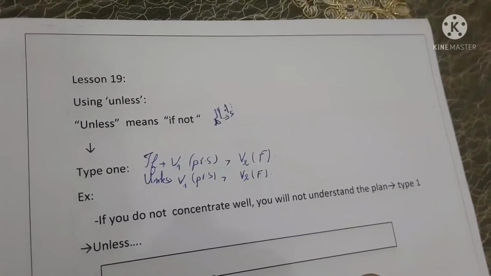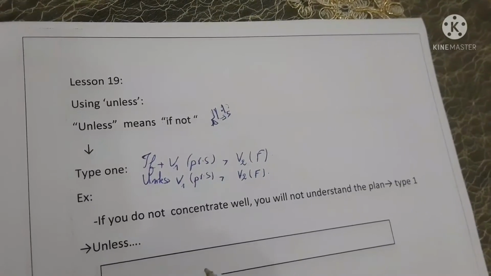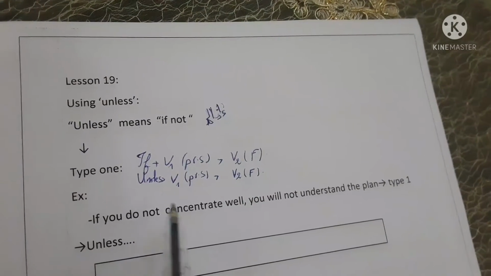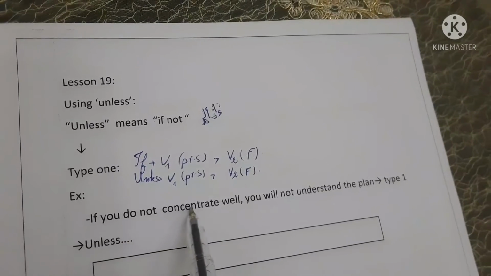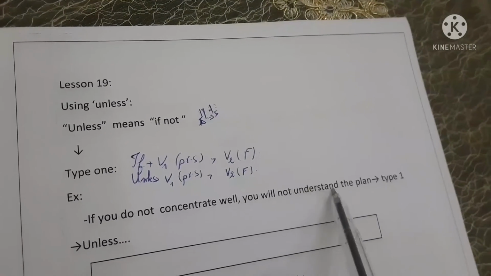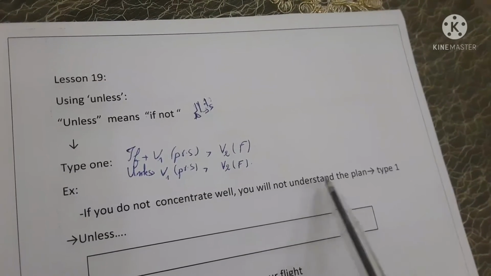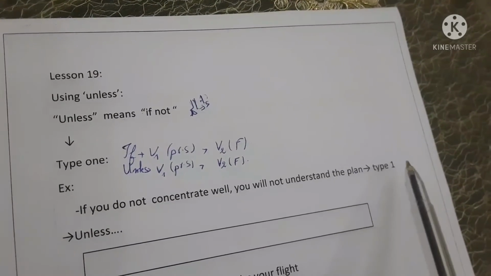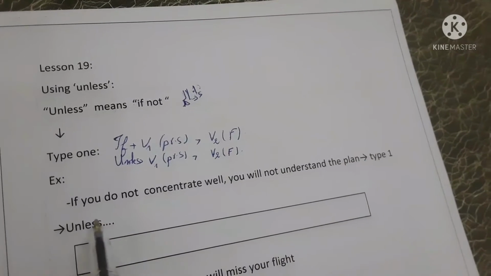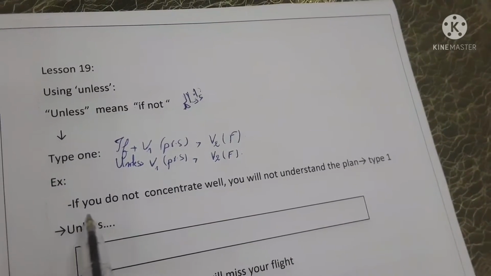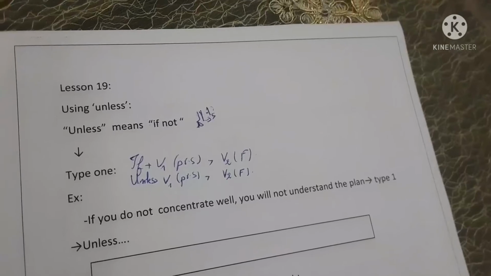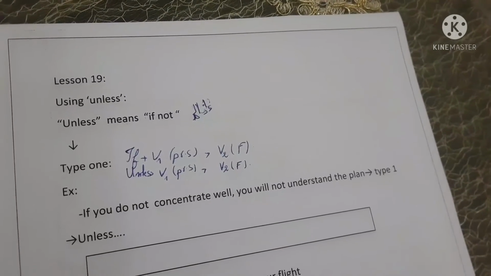Let's see here how to use unless, replacing if by unless. If you don't concentrate well, you will not understand the plan. Type 1. We're going to write unless in place of if. What do we do? We said unless means if not.